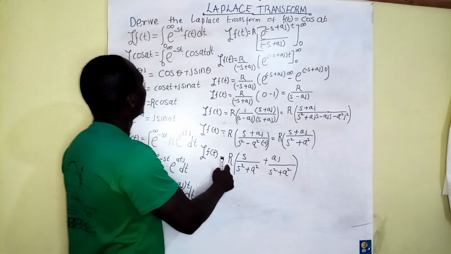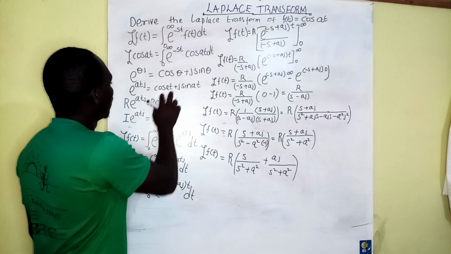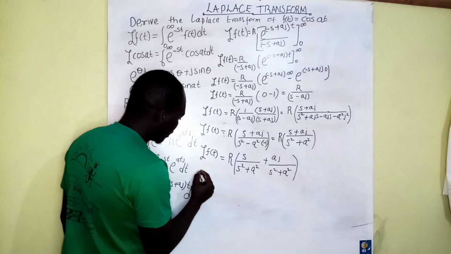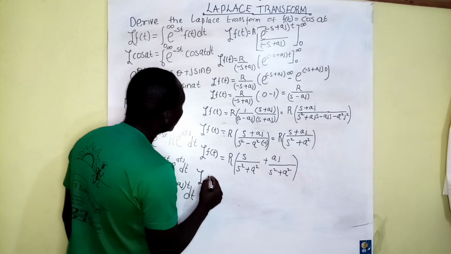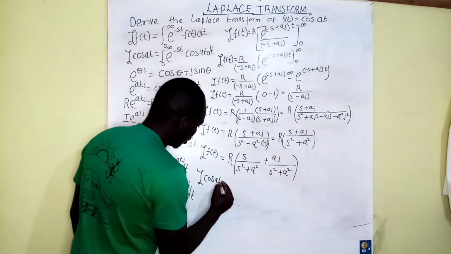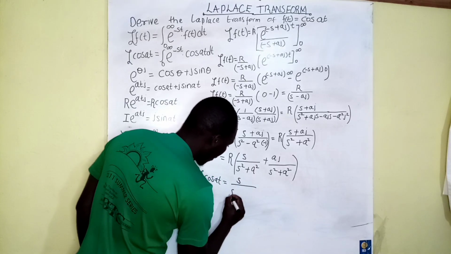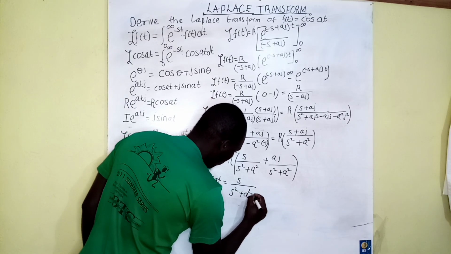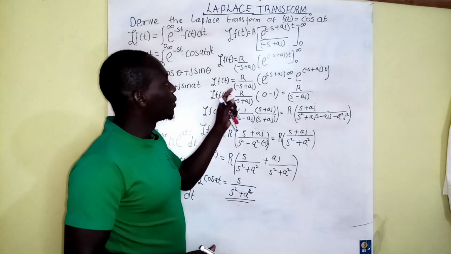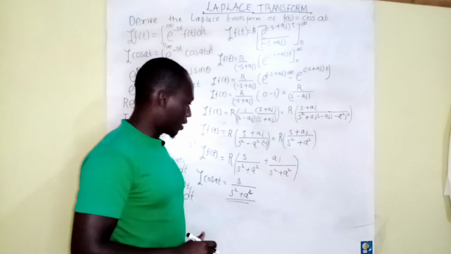When we check at this point here, cos ωt was located on the real side, to mean that at this point we can come and say the Laplace transform of cos ωt is equal to s over s squared, we add to ω squared. And this is how you go about deriving the Laplace transform of cos ωt using the first principle.